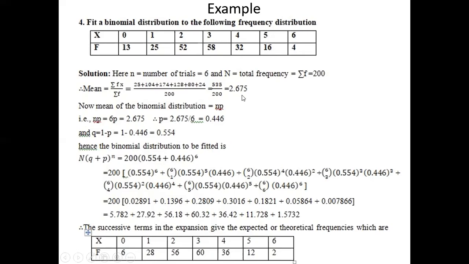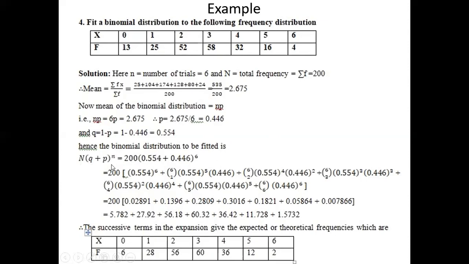Now, the mean of the binomial distribution is n into p. We have n, the number of trials, as 6, and p is the probability of success. So 6 into p equals 2.675, so p equals 0.446. And what is the value of q? Because p plus q equals 1, q equals 0.554. Hence, the binomial distribution to be fitted is capital N into (q plus p) to the power n, so 200 into (0.554 plus 0.446) to the power 6.